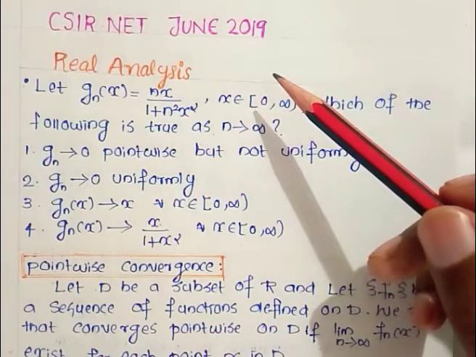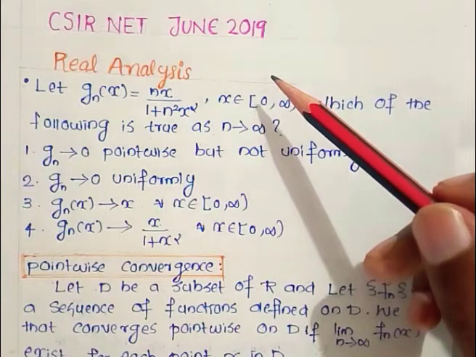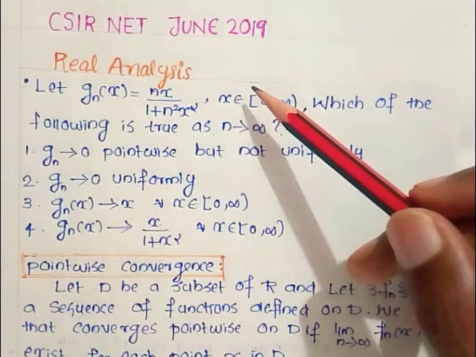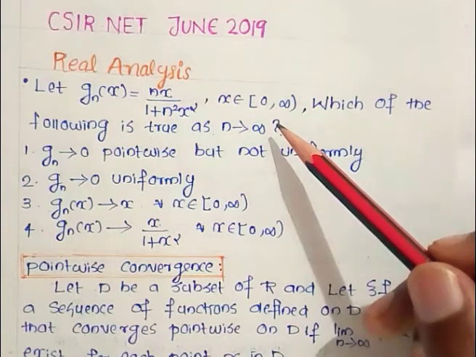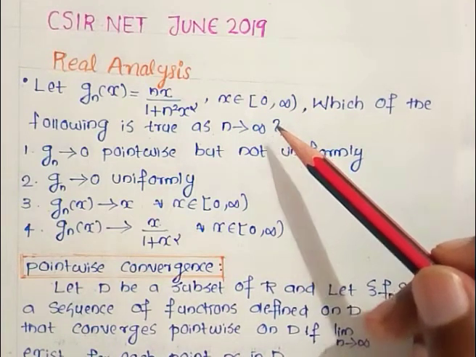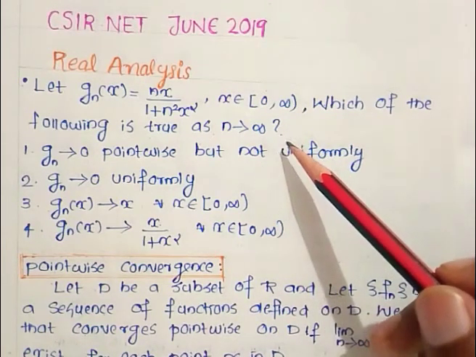Today I'm discussing CSIR NET question June 2019. Topic: real analysis. It's a Part B question. Question: let Gn of x is equal to nx divided by 1 plus n square x square for all x belongs to 0 to infinity. Then which of the following is true as n tending to infinity?